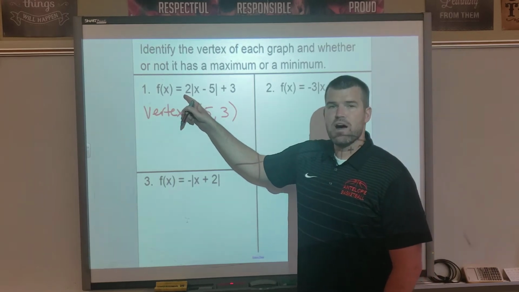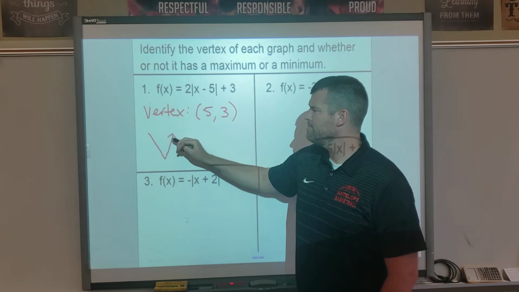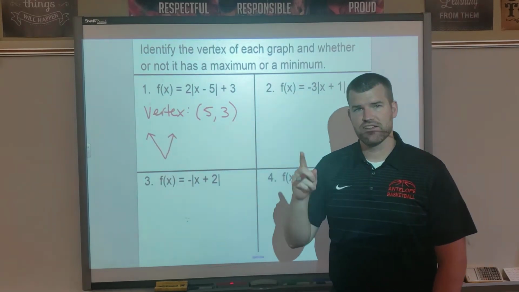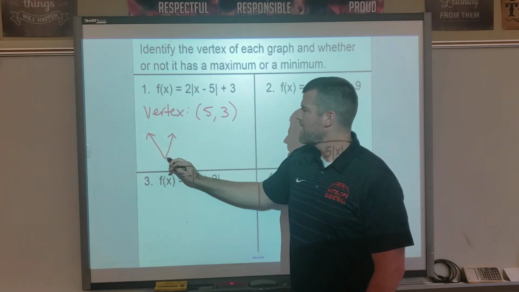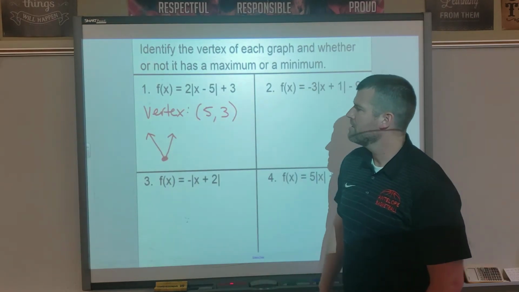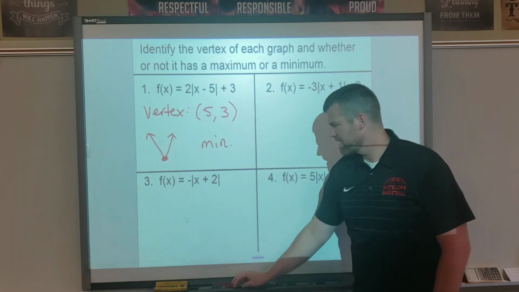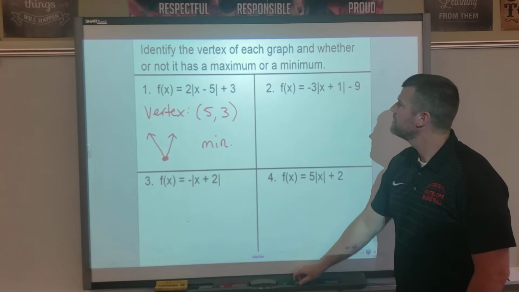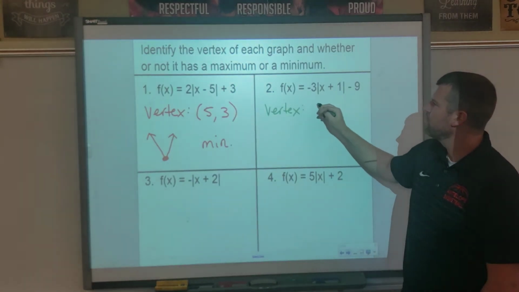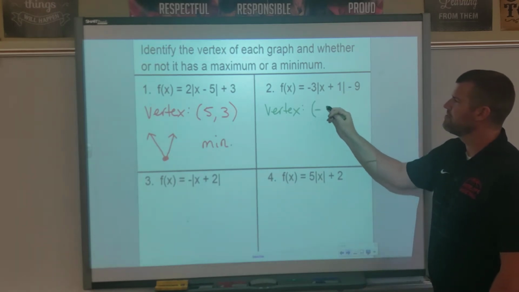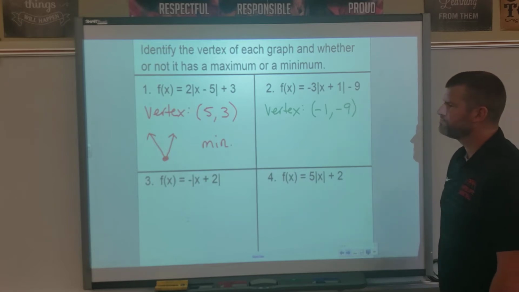Because our A is positive, we know the graph will open up, so it's going to be V-shaped, right? Not a U-shape, it's going to be linear, so you have two straight pieces. But because it opens up, we have a vertex at the bottom, which means we have a minimum. So again, very similar to what we've been doing. Vertex here, it's going to be the opposite of 1, so -1, and then the number at the end, -9.